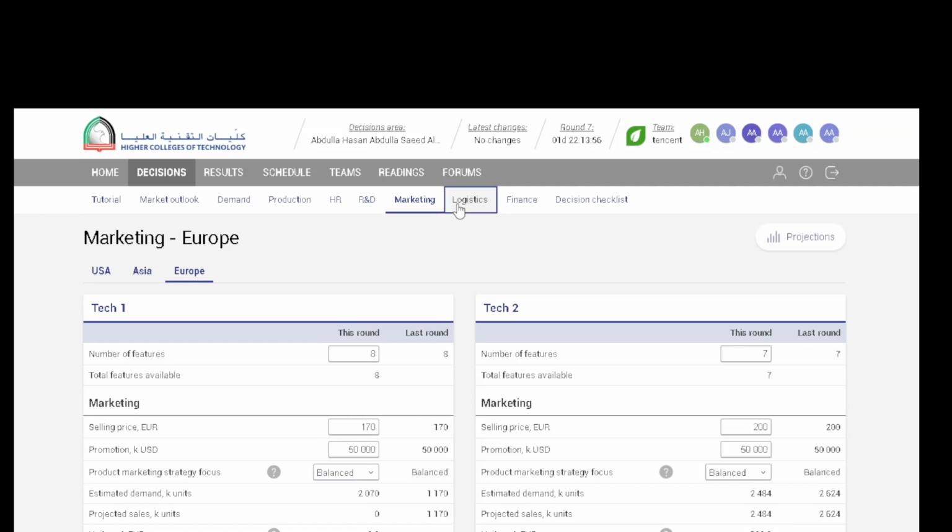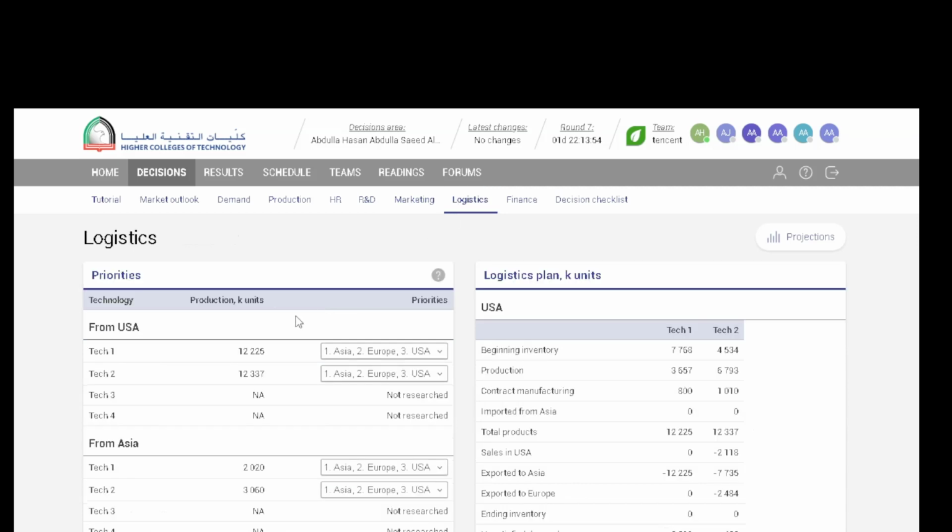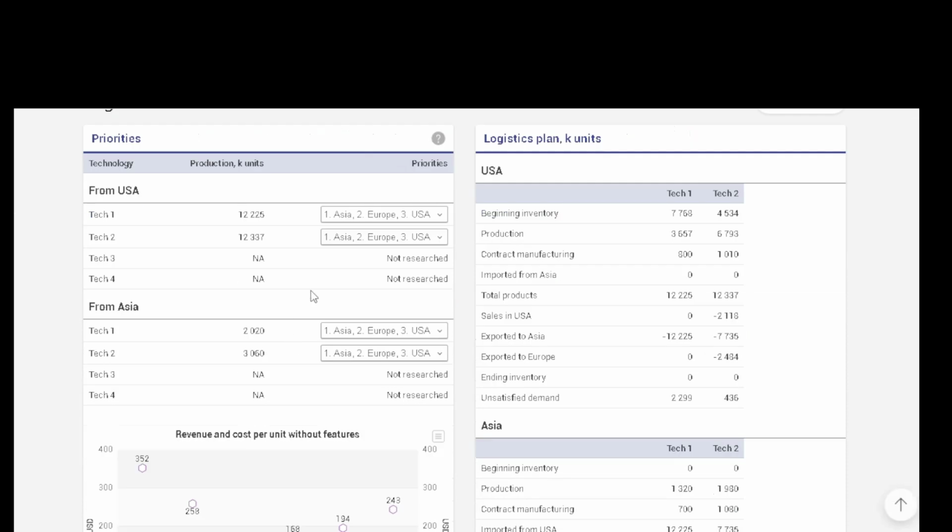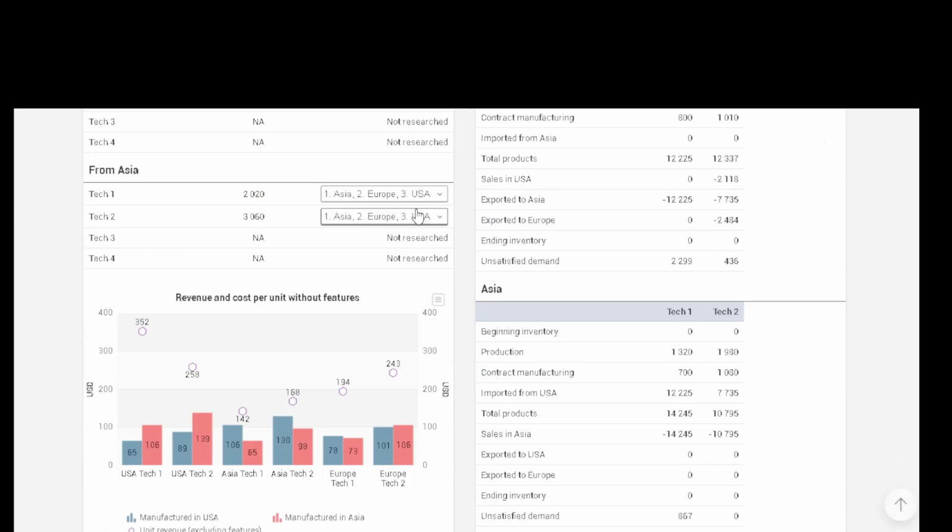Next is logistics, and under logistics, remember that here we are focusing more on reducing costs. Maybe we follow this transportation cost, including tariffs here. So you can see from USA to Asia, it's a bit expensive with $41. So if you want to transport products from USA to Asia, what shall we do? We shall transport them first from USA, then to Europe.